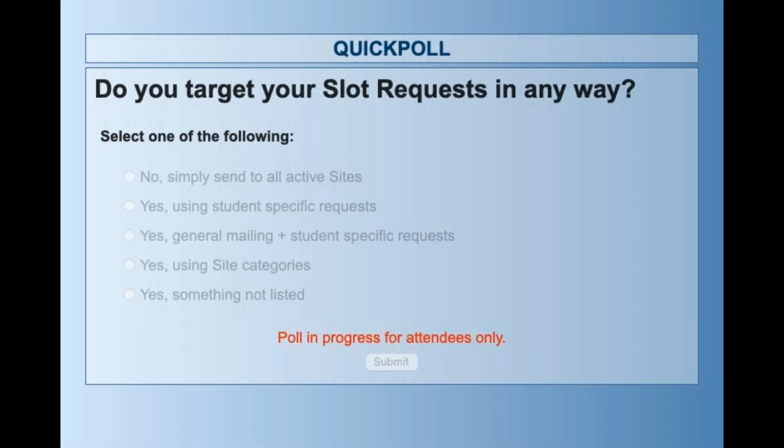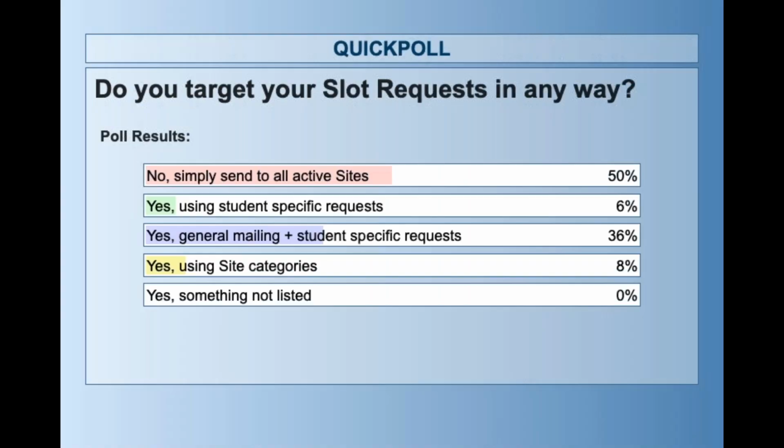So just pulling up that poll here, feel free to answer. The question is, do you target your slot requests in any way? And you have a few options there. It looks like about 50, 60% have voted. We'll give it a few more seconds here. Okay, it looks like we're getting close to that 80% mark. We'll give it a bit more. All right, I'm going to go ahead and close the poll here.